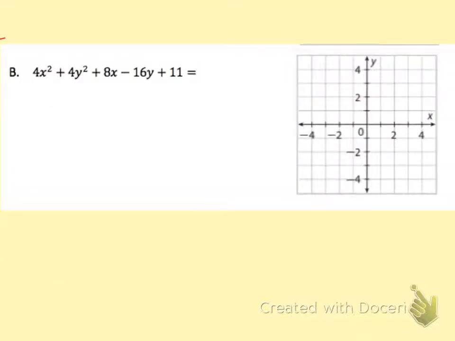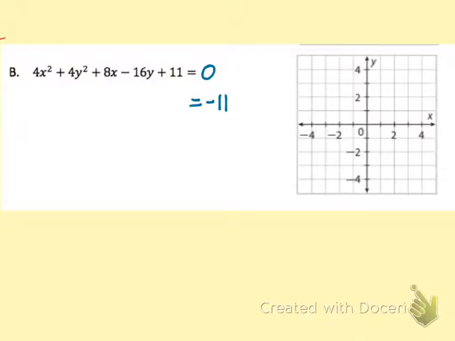Okay, so this is going to start to get a little harder, right? So now we can look at what we have here. We've got 4x squared plus 4y squared plus 8x minus 16y plus 11 equals blank. It's supposed to say equals 0 over here, but there's just a 0 there. But we're going to go ahead and take the 11 to the other side. So that's going to be negative 11.